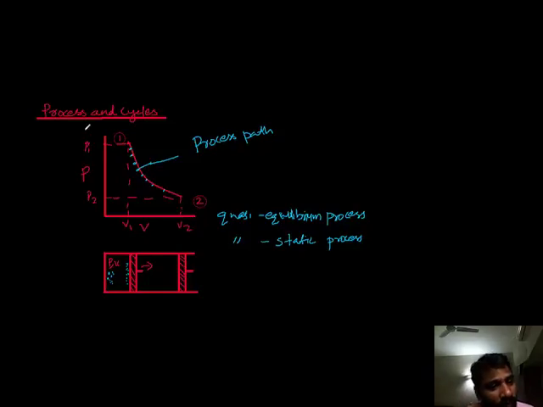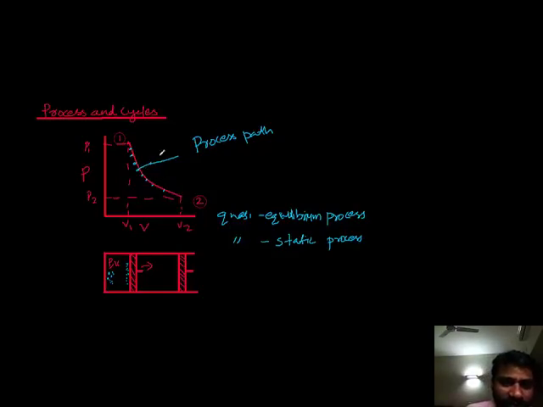Fine. So you understood what is a process, that is, a change from one state to another state, and the series of such states through which the system passes during a process is called the process path. And you understood what is a quasi-equilibrium process also. That means at all these points the system should come to an equilibrium state.